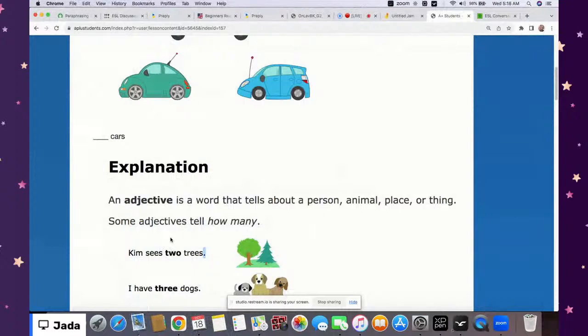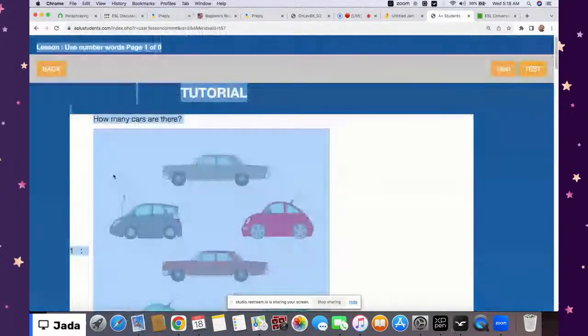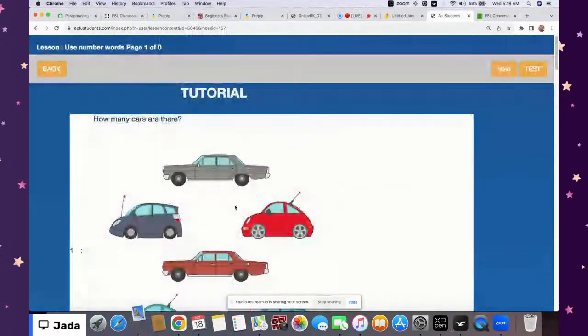All right. So now let's move on here. Up here. Okay. So if you are asked, how many red cars do you see? How many red cars do you see? And then you're gonna count and then you say, okay.